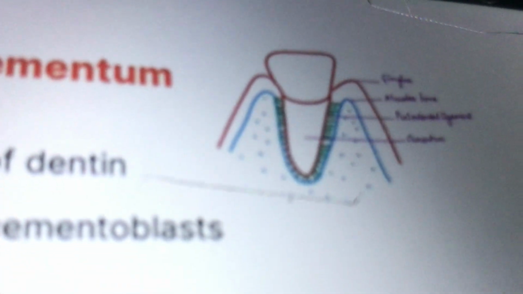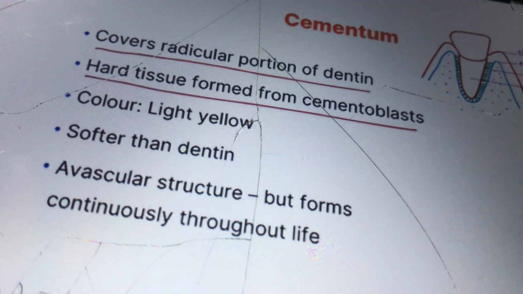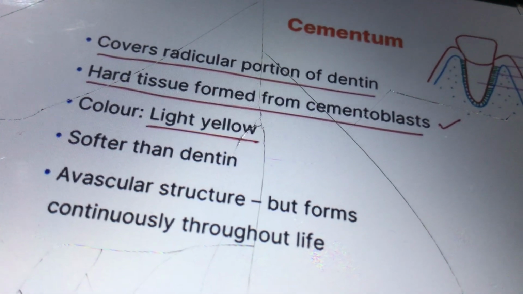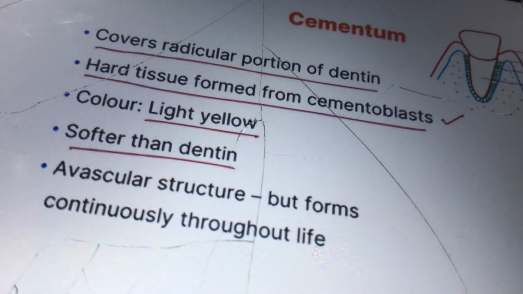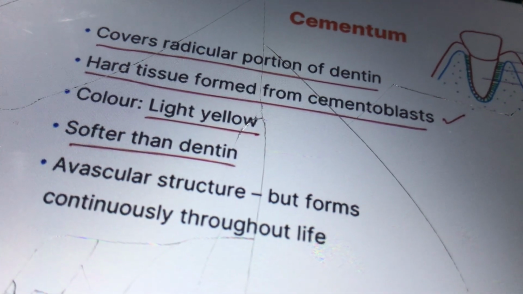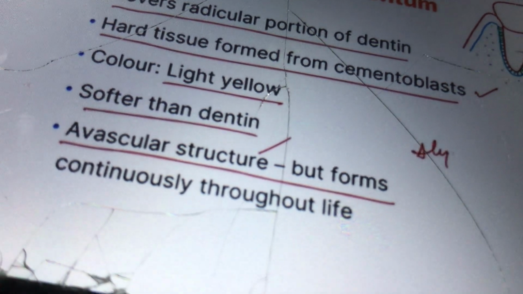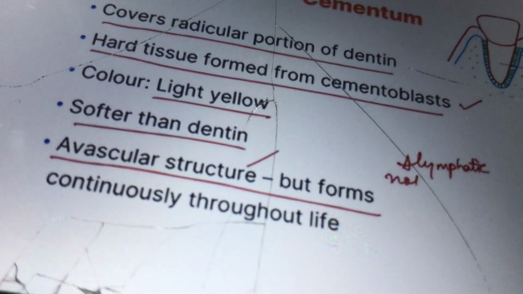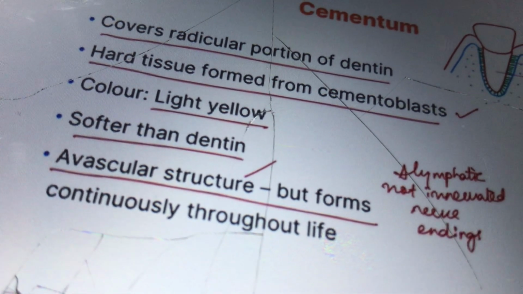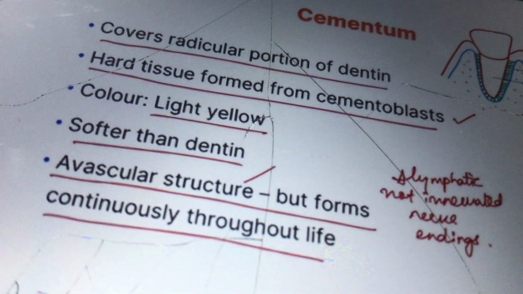First is your cementum. Cementum covers the radicular portion of dentine. It is a hard tissue formed from cementoblasts. So cementoblasts are the cells that form your cementum. It is usually light yellow in color. It is softer than dentine because of the lesser amount of inorganic component within the cementum. It is avascular, alymphatic, and it is not innervated by nerve endings. But this layer, the cementum, forms continuously throughout life.